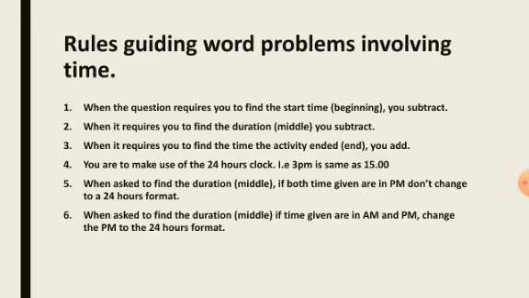Make use of the 24 hours clock, that is 3 p.m. is same as 15 o'clock. 5. When asked to find the duration, that is the middle, if both times given are in p.m., don't change to a 24 hours format. 6. When asked to find the duration, that is middle, if times given are in a.m. and p.m., change the p.m. to the 24 hours format.